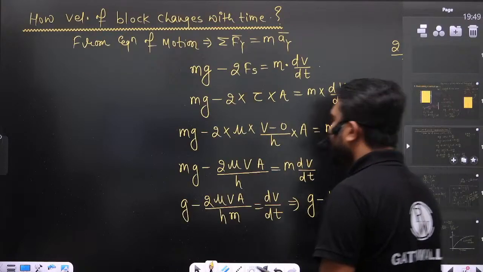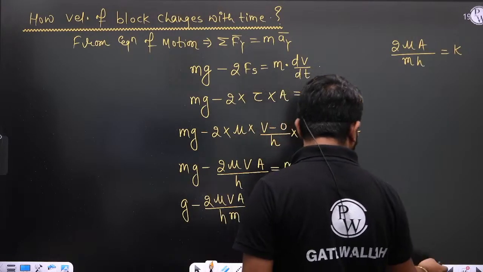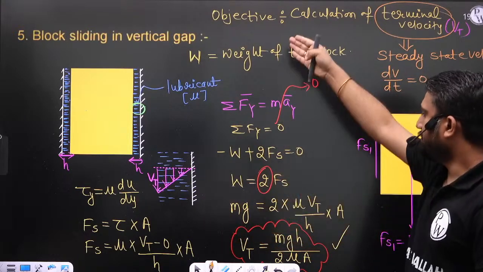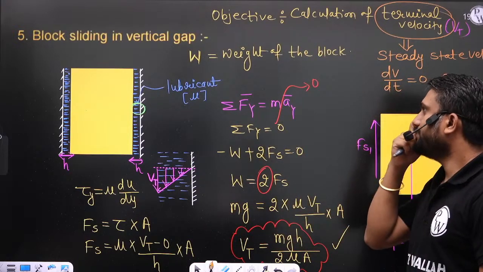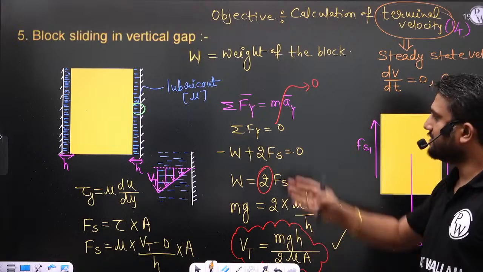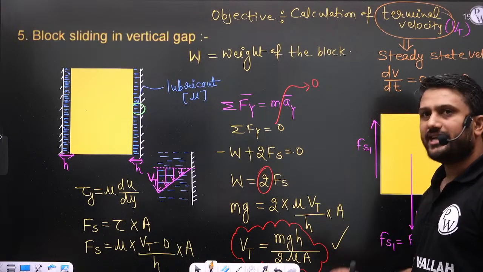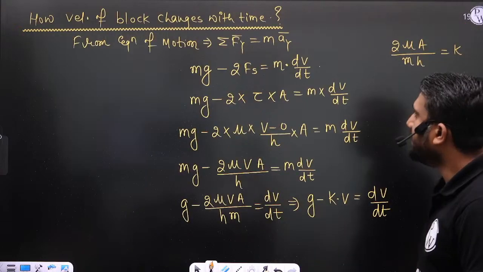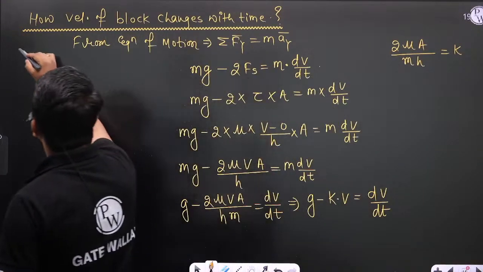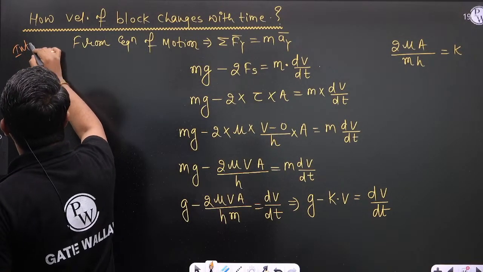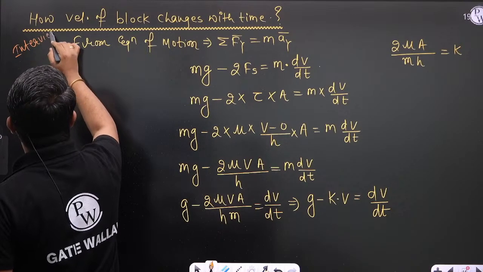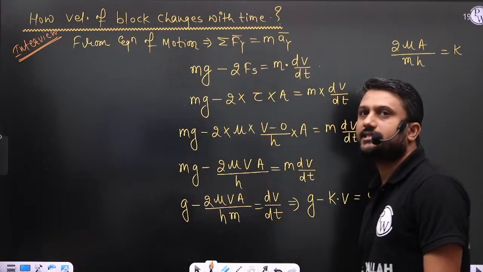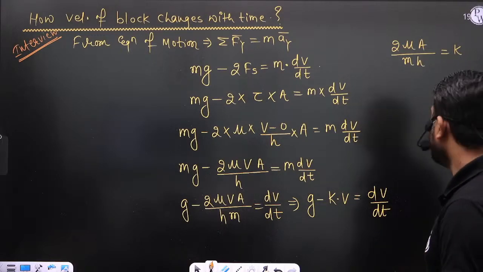So beta, this is the interview question basically, right? Up to here, this is the GATE problem. In most of the cases, in the question, terminal velocity is asked. So this is the GATE problem, and this is the interview problem: how does velocity change with respect to time? This is mainly an interview question.